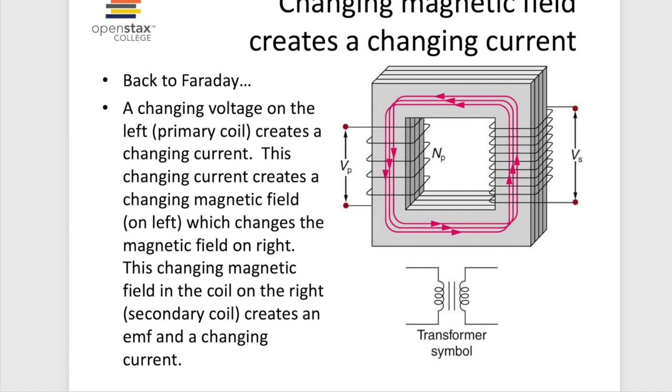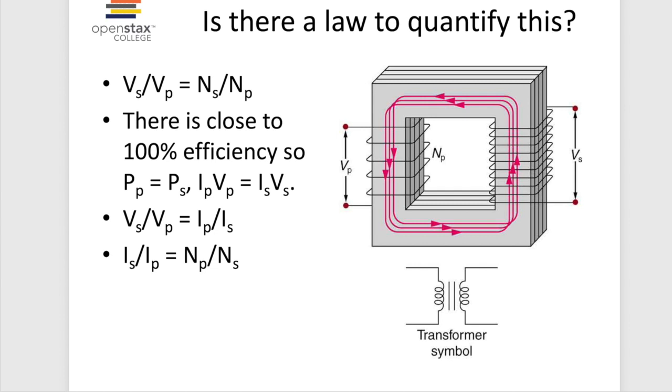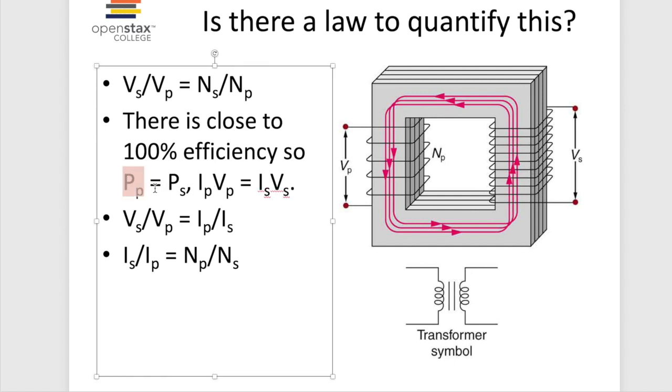The equations that you need to find out how much the exchange rate is come from the fact that power in equals power out. So the power on the primary side equals the power on the secondary side. So I times V on the primary side equals I times V on the secondary side. And from that, we can derive the following equations. Voltage secondary divided by voltage primary equals current primary divided by current secondary. If I know any three of those things, I can find the fourth thing.